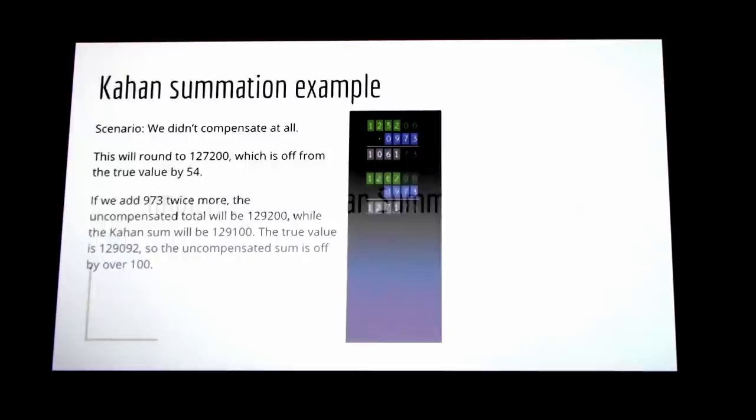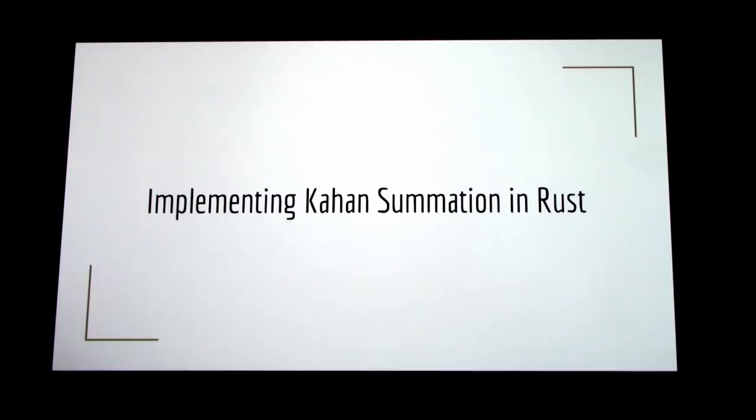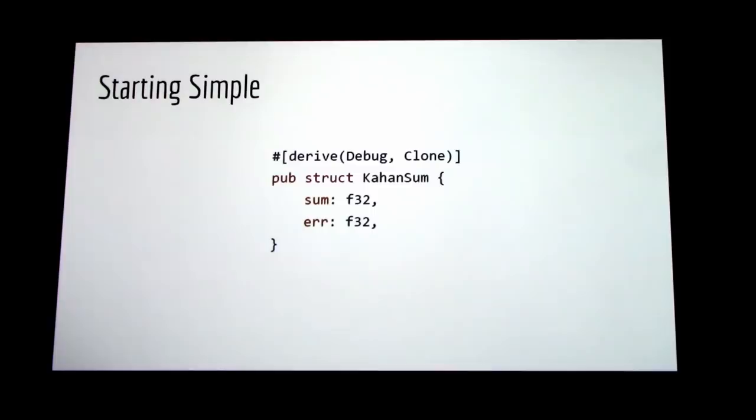Okay, so hopefully now you have an understanding of how Kahan summation works and might be able to implement it in Rust, because we're going to implement it in Rust. So first we're going to define a struct to store our running total and our error term. And for now we're just going to hard code it to be F32s. Sanjay didn't cover it in his talk, but the derive statement up there basically tells Rust to create default implementations for Debug, which means we have a debug representation, useful for debugging, and Clone, which means we can make copies of this.